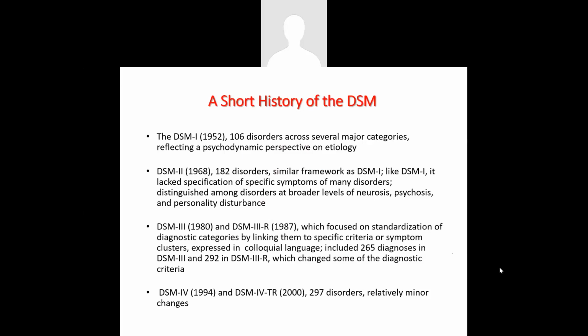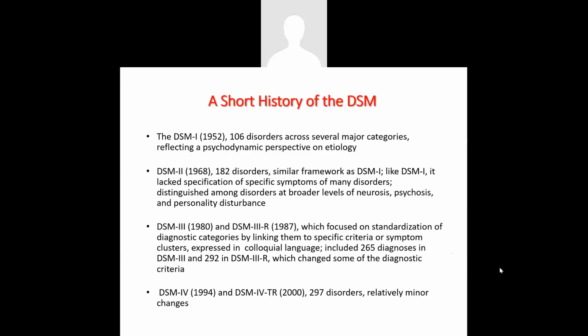We had our first revision in 1968 with the DSM-2. This expanded to 182 disorders, but had a similar framework from the DSM-1. And in these two versions, the 1 and 2, there was not a lot of specification of specific symptoms of a lot of these different disorders. They were distinguished at broader levels, looking at issues such as neurosis, psychosis, and personality disturbance.